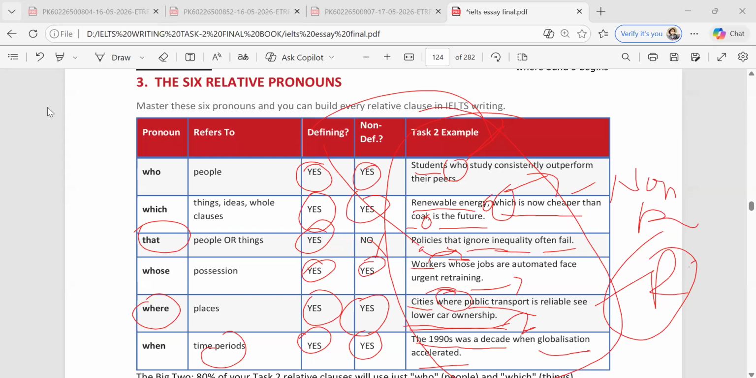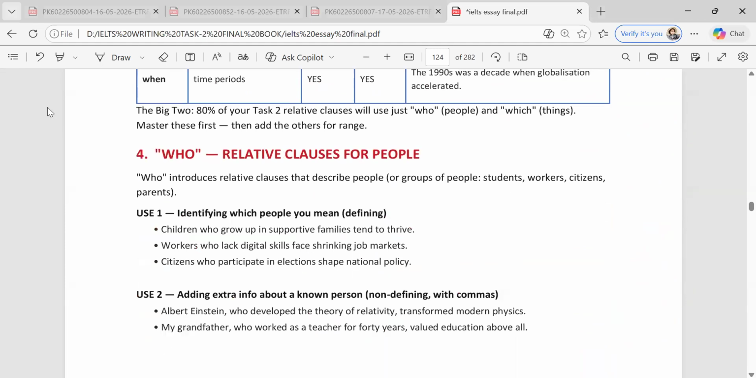Let's explain it a bit more, one by one. What I mentioned here, the big two. 80% of your IELTS writing task 2 relative clauses will use just who and which. These two. In writing task 2, we use these two: which for things and who for people. Master these first, then add the others for range. But first of all, you should know how to use who and which. The first one, let's study the first part, and that is called who.